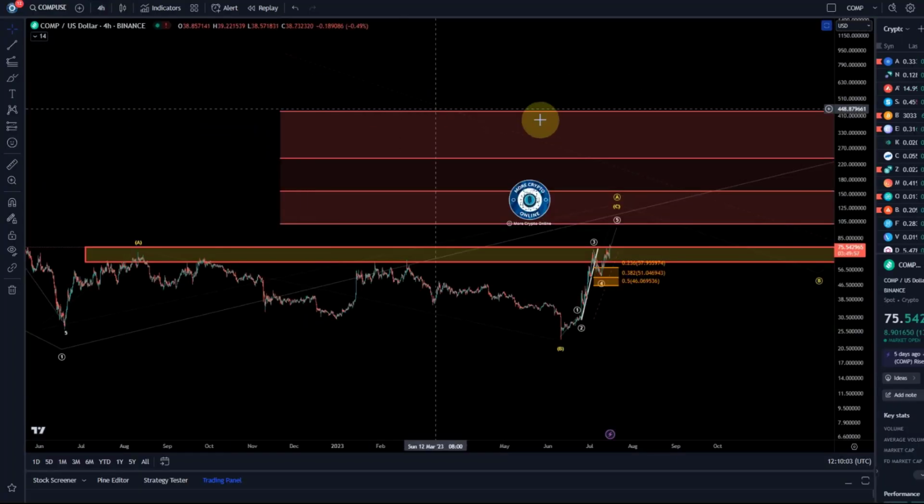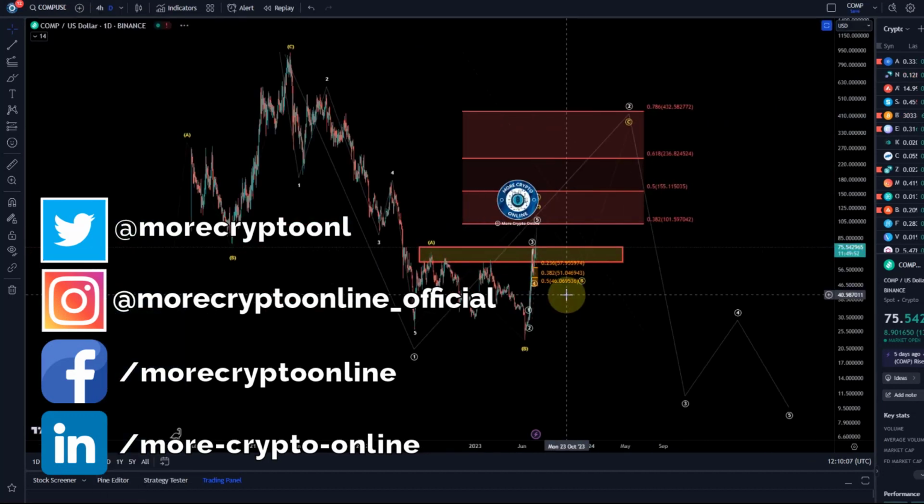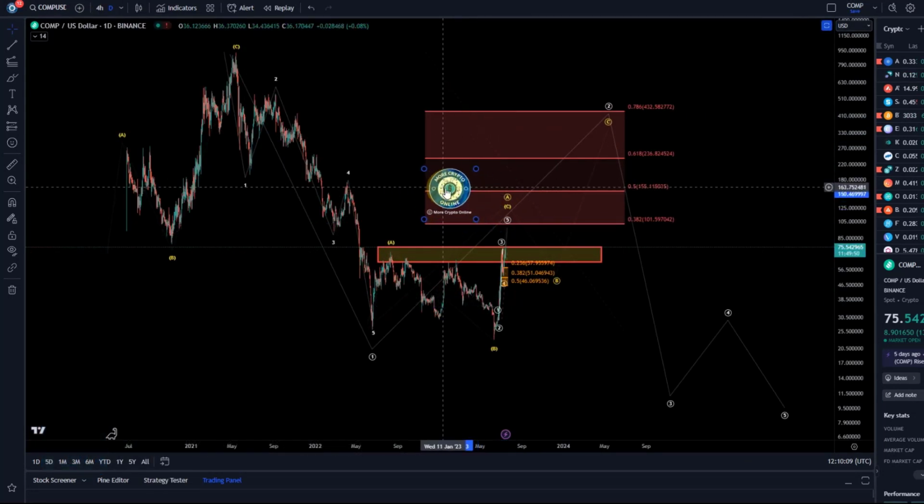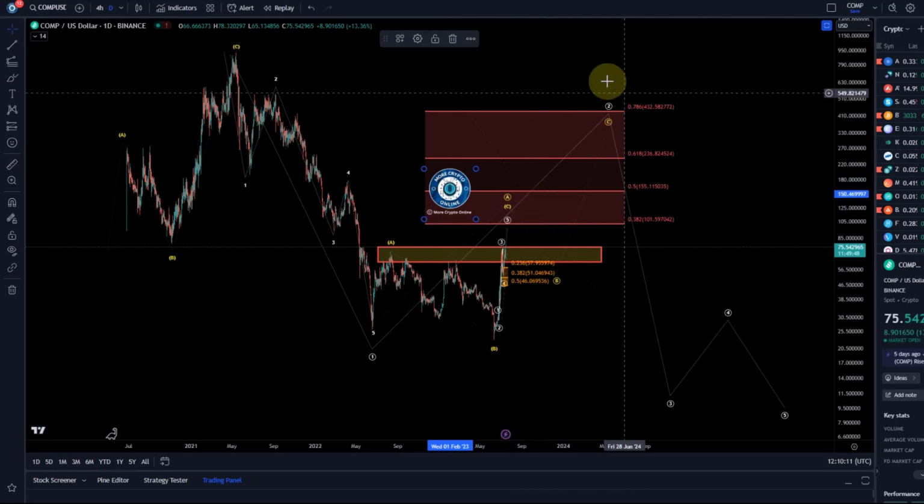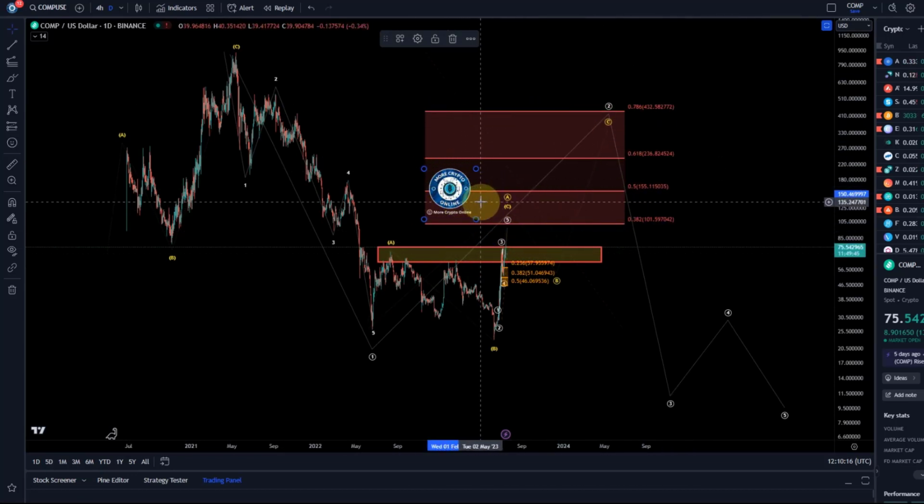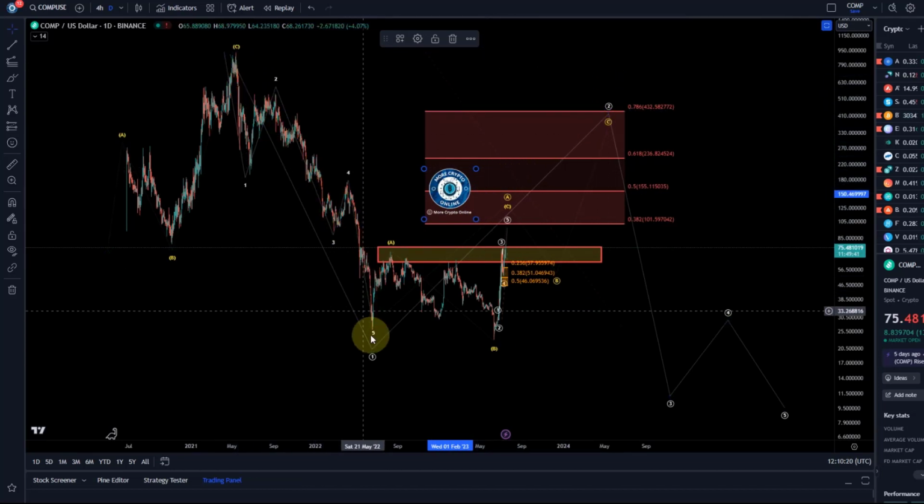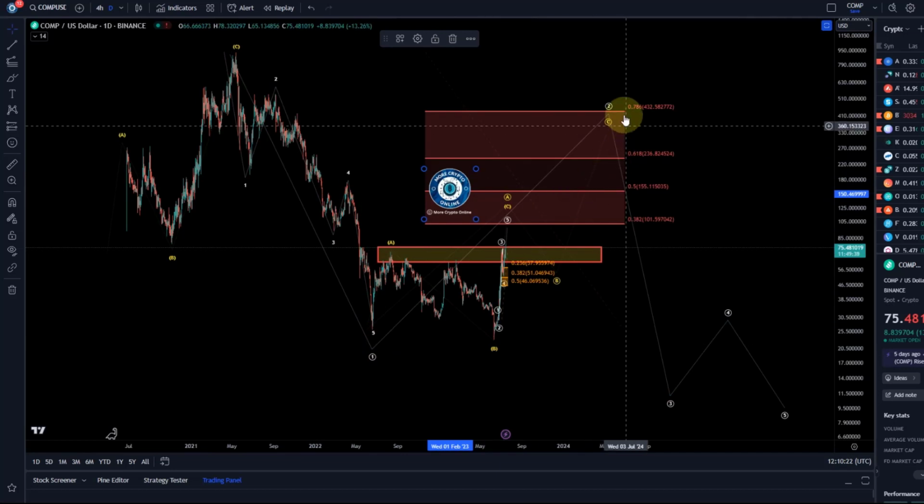Yeah, hello and welcome to another update video about COMP. In the last video we had already talked about that price could be working its way higher here, deeper into the resistance area that we have on the chart. We're currently looking at this as a wave 2 correction after a 5-wave move to the downside. This wave 2 correction should unfold as an ABC structure.